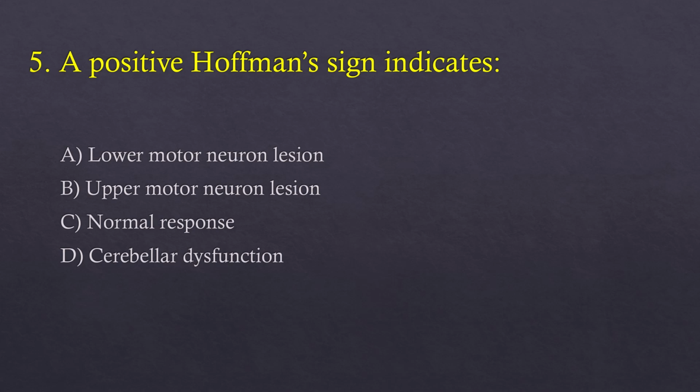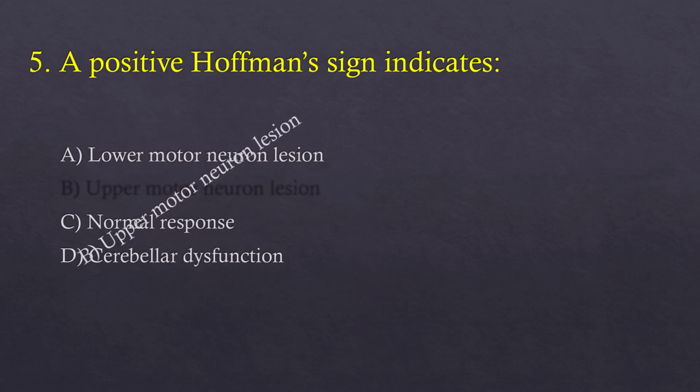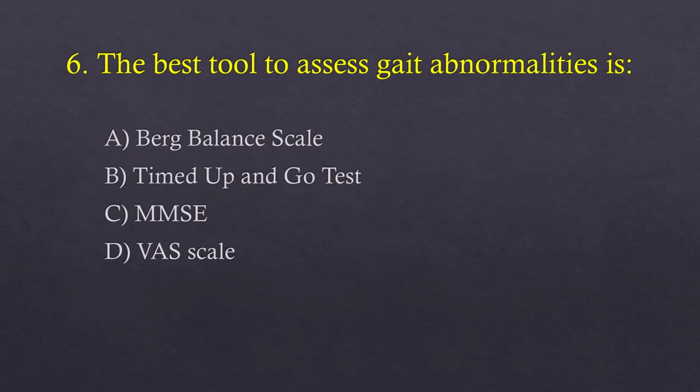Number 5. A positive Hoffman sign indicates A. Lower motor neuron lesion, B. Upper motor neuron lesion, C. Normal response, D. Cerebellar dysfunction. So the answer is B. Upper motor neuron lesion.